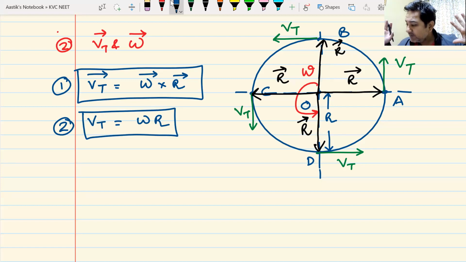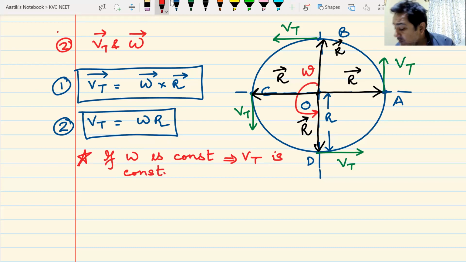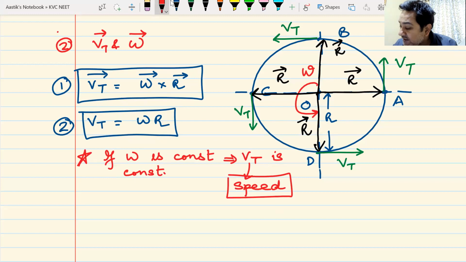Do we all understand this? Can I have some response that we understand this? Okay, now look at this very important point. If omega is constant, it does not change in magnitude, it does not change in direction. This will imply that Vt is constant. Now remember, when I talk about Vt, I am not talking about the Vt vector. I am only talking about the speed. Tangential speed is constant. Everyone understands this?